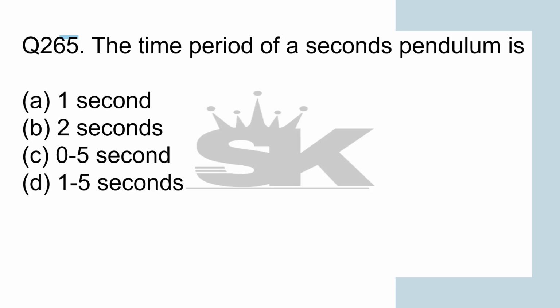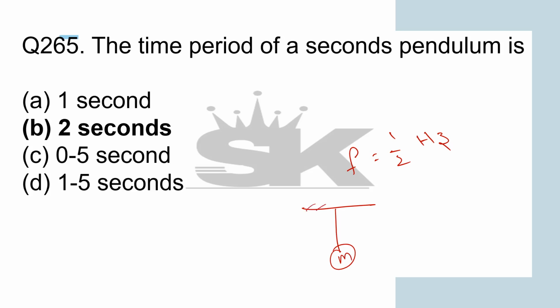The time period of a second pendulum is 2 seconds. A second pendulum is a pendulum whose period is precisely 2 seconds: 1 second for a swing in one direction and 1 second for the return swing. The pendulum is a weight suspended from a pivot so that it can swing freely. Everyone knows this, right? It has a fixed mass and a length.